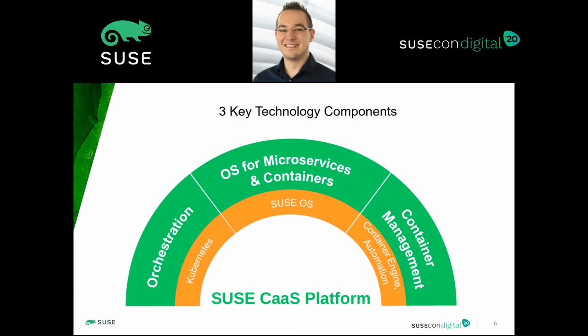Well, CaaS stands for Container as a Service, and the CaaS platform consists of 3 key technology components. First off, the orchestration layer, which is built on Kubernetes, which for example allows you to control things like scale out of your deployed applications. Next is the operating system for the microservices and the containers built on SUSE operating systems, which brings a common environment for your workloads. And last but not least, the container management, which for example allows you to choose different container engines like Docker, Podman, or CRI-O.